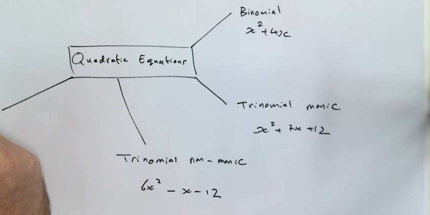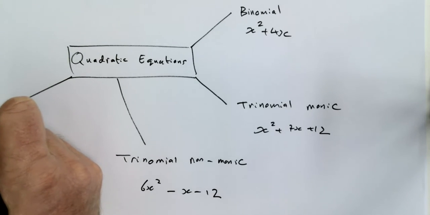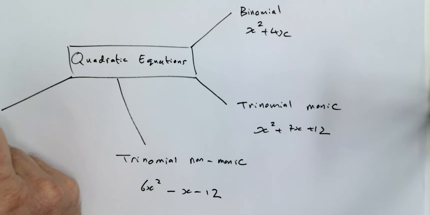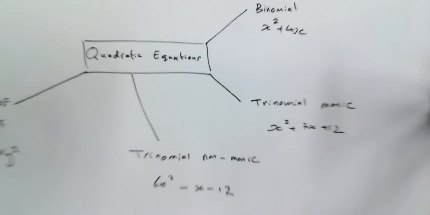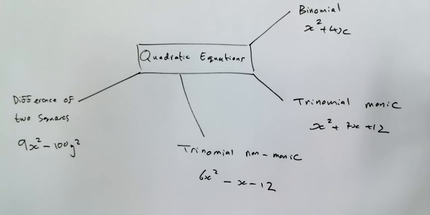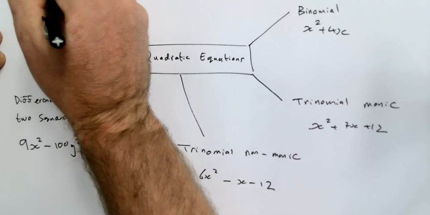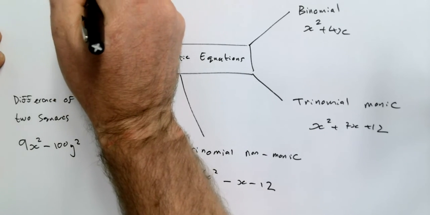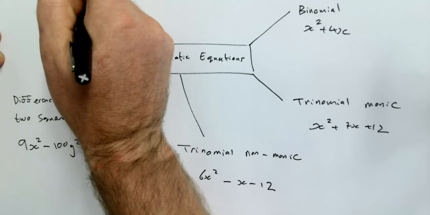There is a difference of two squares. Let's do 9x squared minus 100y squared. It's gone off the page. We have perfect square. Let's do x squared plus 2x plus 1.